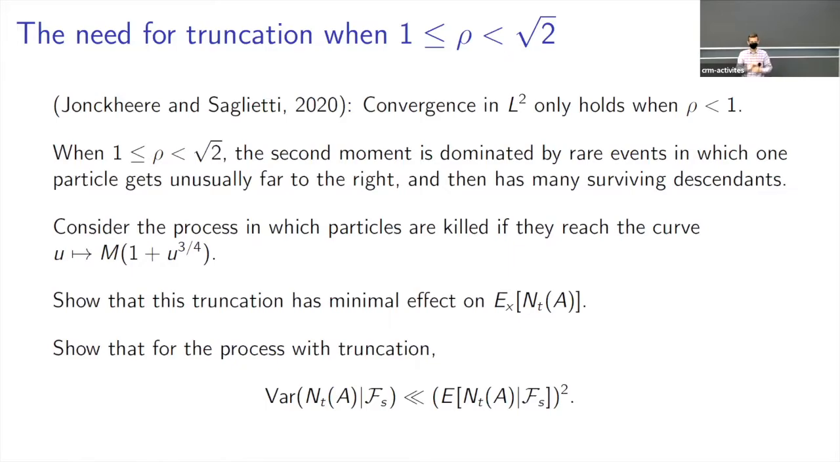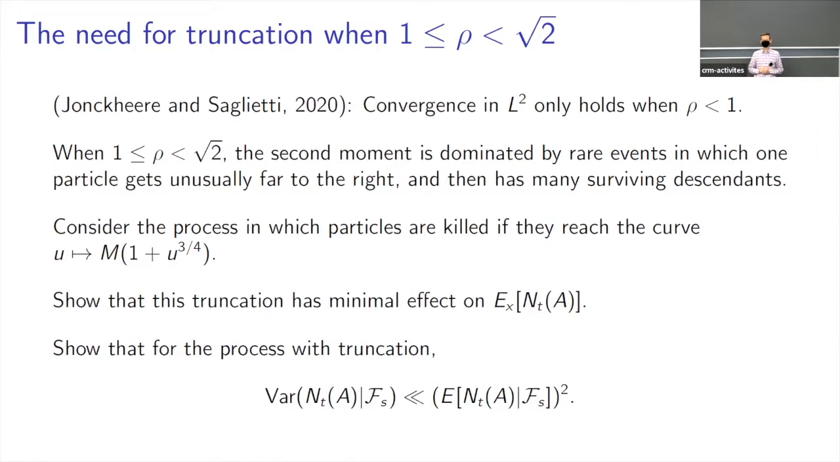Now, there's still one further complication, which is that the argument that I just outlined only works when the drift rho is strictly less than 1. When rho is greater than or equal to 1, Jonquière and Saglietti showed that convergence in L2 fails. And as a result of that, it's not true that the variance of the number of particles in the set A is small relative to the square of the mean.